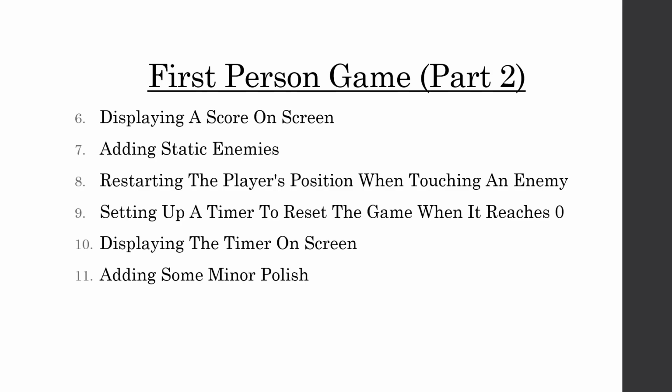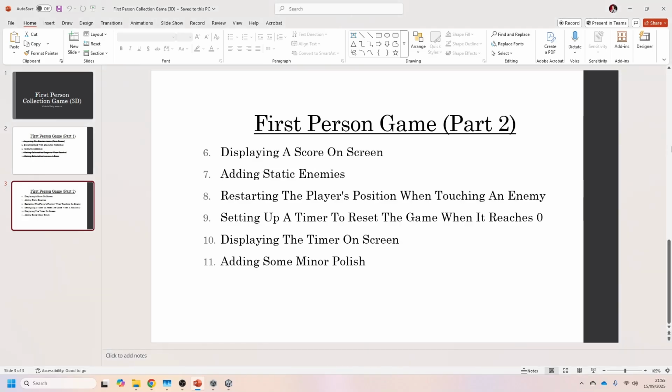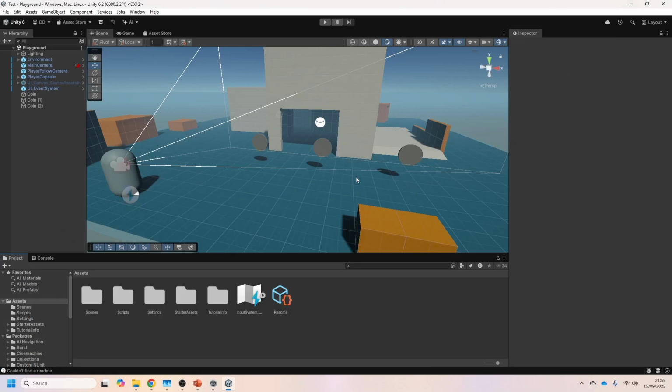So obviously we've got the list of what we're going to try and do over the next 15 minutes. Let's make our score display. So Unity user interface, Unity UI, is a funny old beast, and you'll see why in a minute.